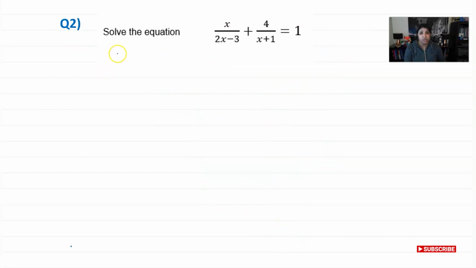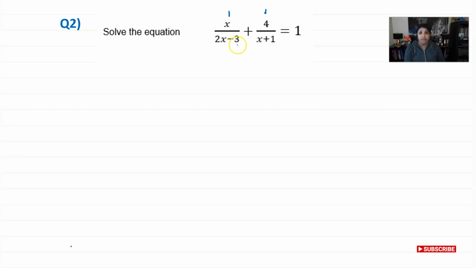Now for question 2, again we need to solve the equation x over 2x minus 3 plus 4 over x plus 1 equals 1. So we have 2 fractions here, and we need to add them. What do we need to think about when we add fractions? They must have the same denominator. Now what do I need to do to have the same denominator?